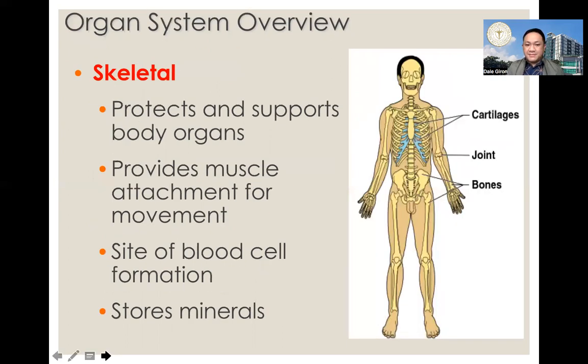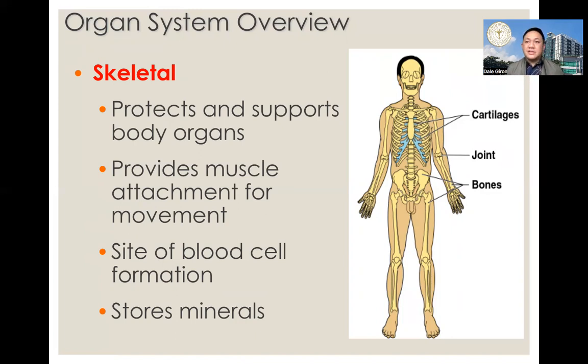Next system is the skeletal system. Basically, its function is to protect and support the body organs. For example, the brain is actually being supported by the skeletal system. We all know this as the skull. The heart and the lungs are actually protected and supported by your rib cage, your thoracic cage.